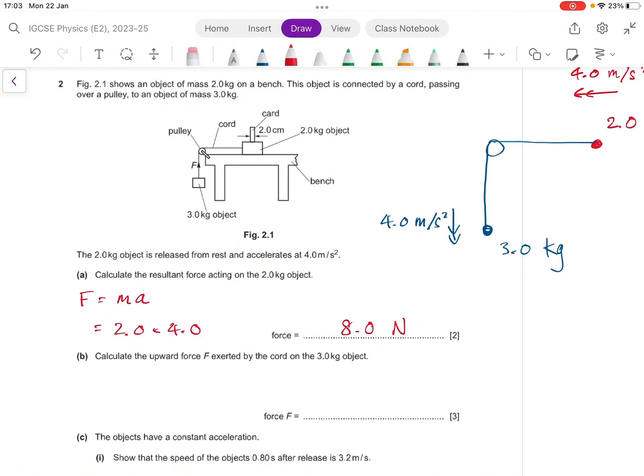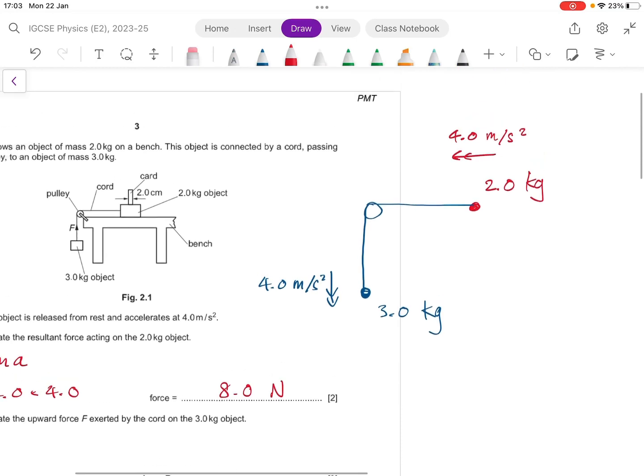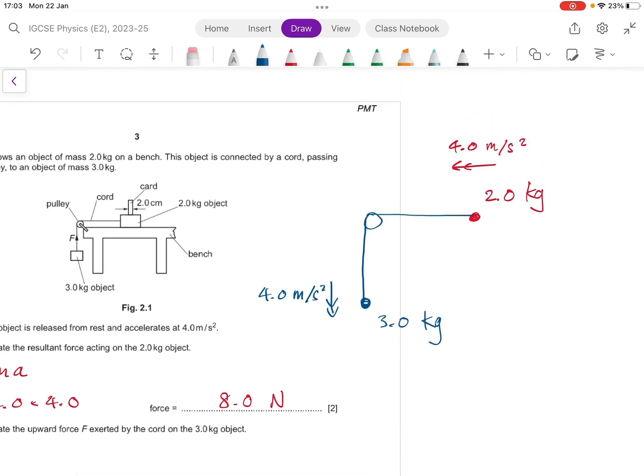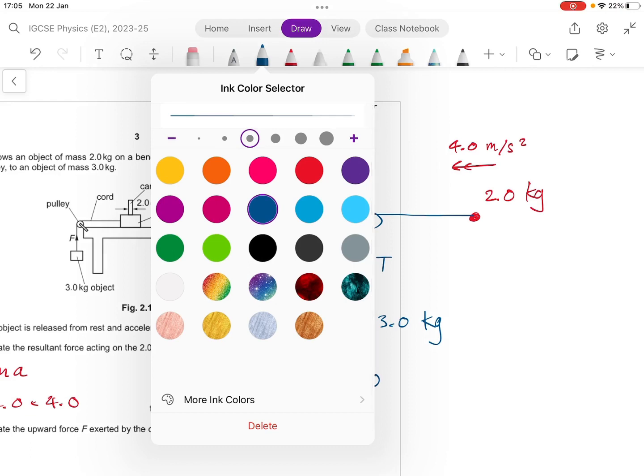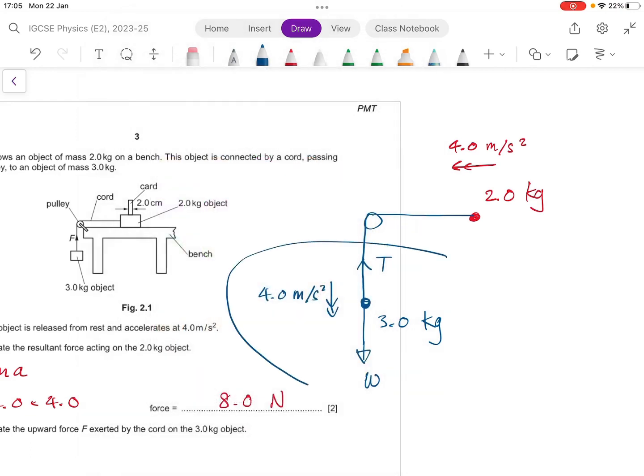Okay, that's all good. Now, calculate the upward force exerted by the cord on the 3 kg object. Now let's take a look at this diagram again. So they're talking about the upward force on the cord. And really, the force we're talking about here is just going to be the tension on the string. Since the two objects are connected through a string, they're going to be accelerating at the same rate. To simplify the situation, I can only consider this portion of the setup, just to make life easier.